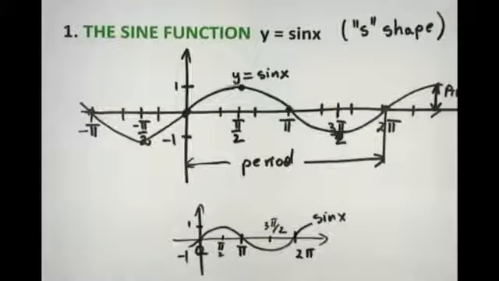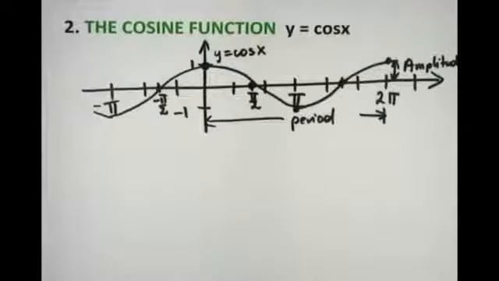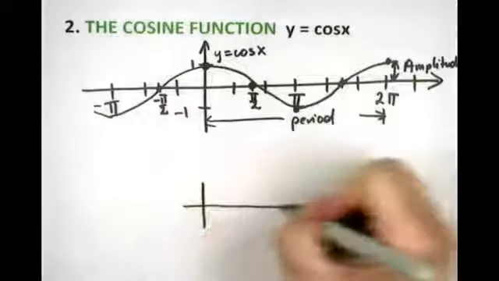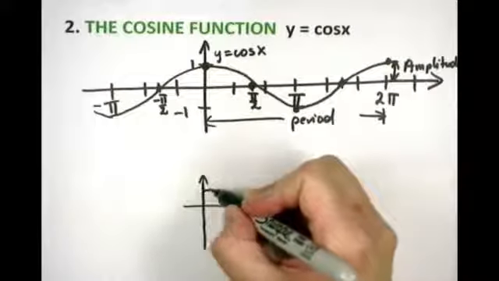Now we have the cosine function. Cosine function has V shape. So we need to be able to draw the cos function like this, as V shape.